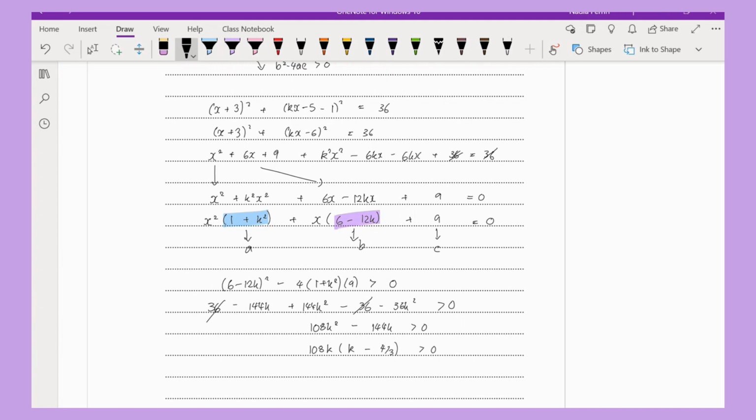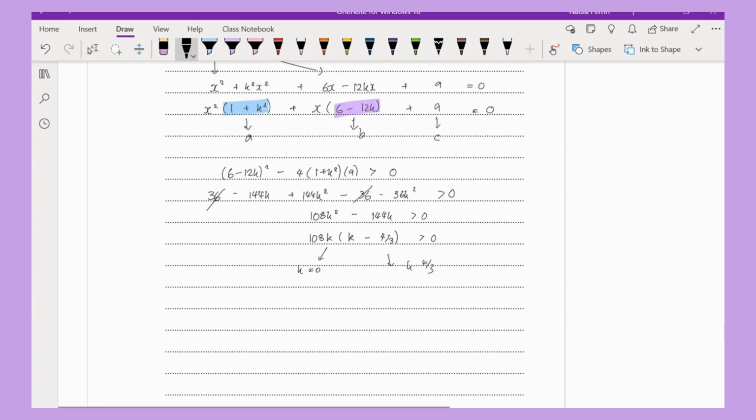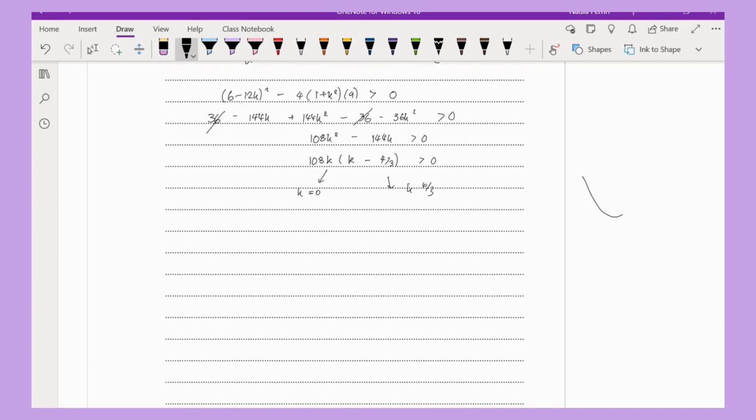So that gives us intercepts at 0 and 4/3, and just working out what direction those will be. If we drew a quick sketch of what's going on here, we know it intercepts at 0 and at 4/3, and it's asking us where is it greater than 0. So that's going to be this section and this section. So when k is less than 0 and when k is greater than 4/3. And we have managed to do that.